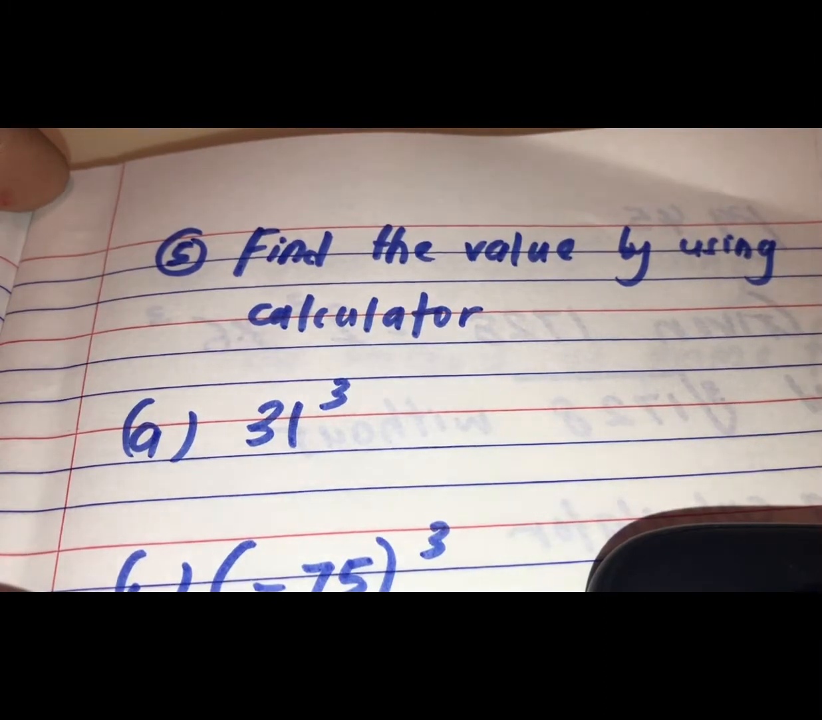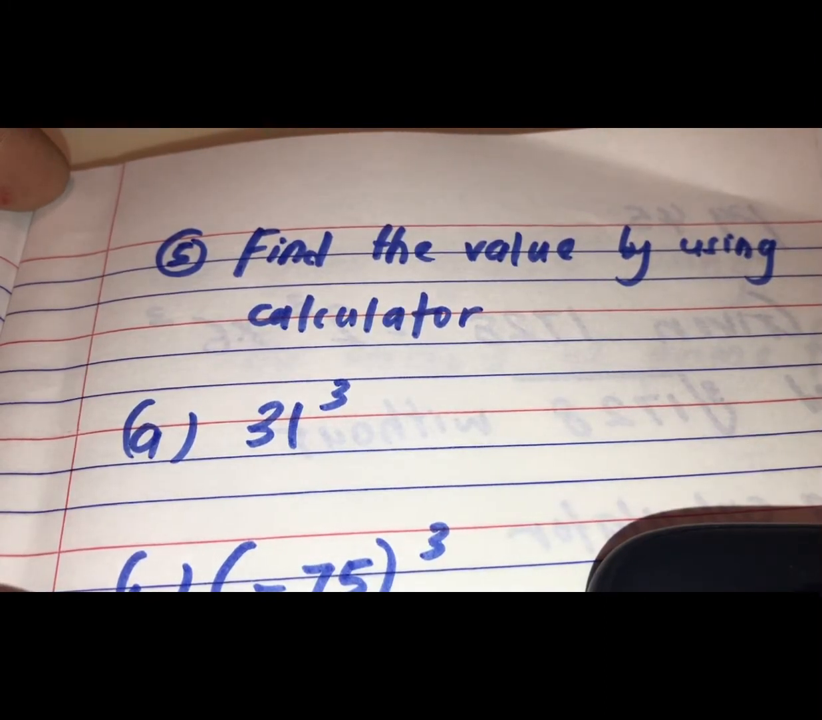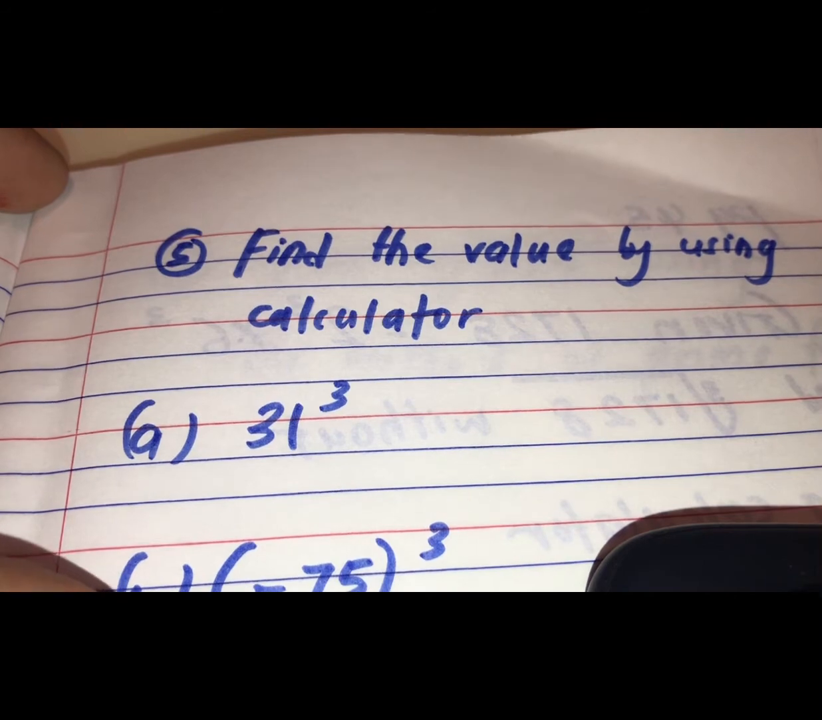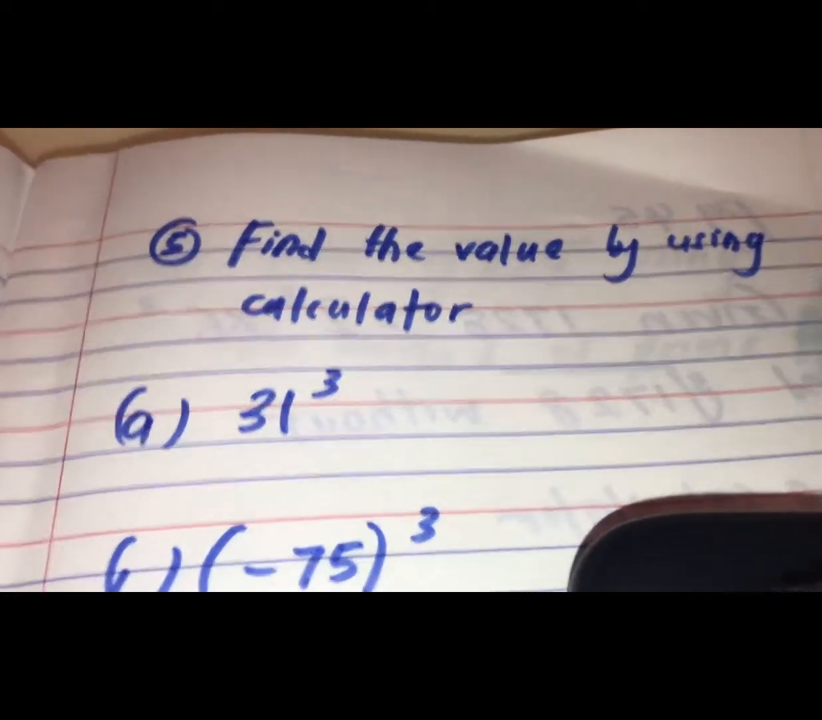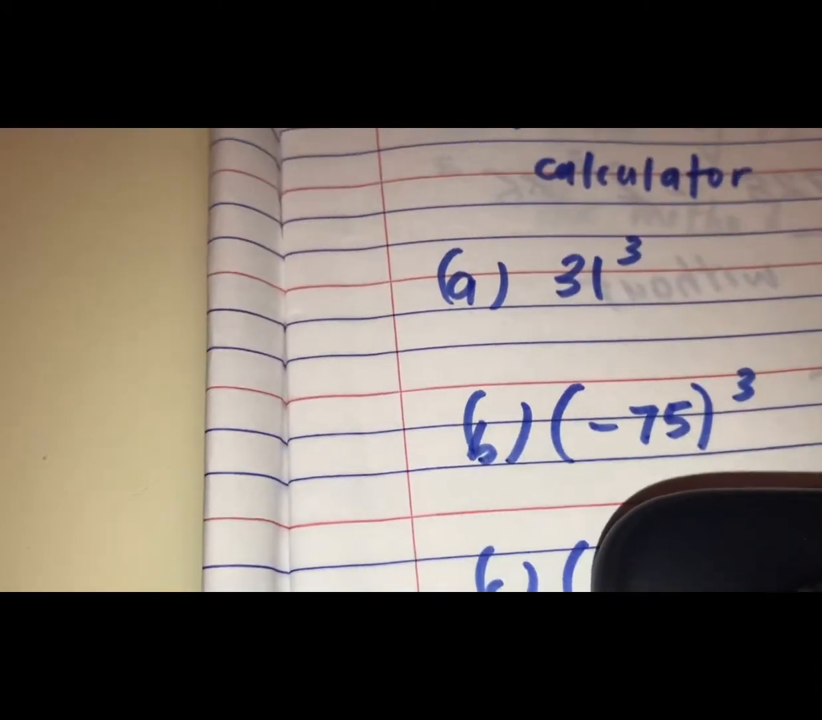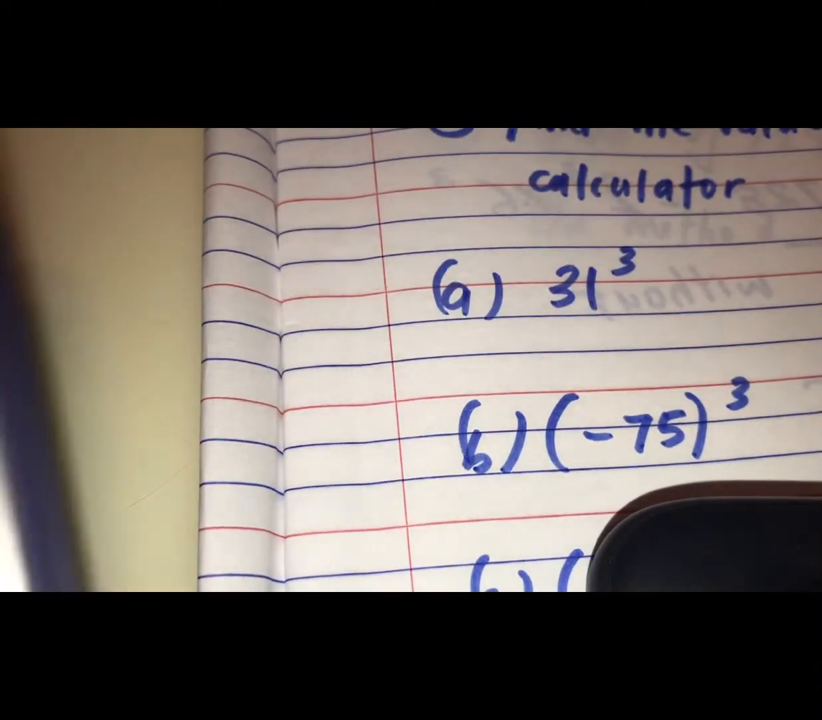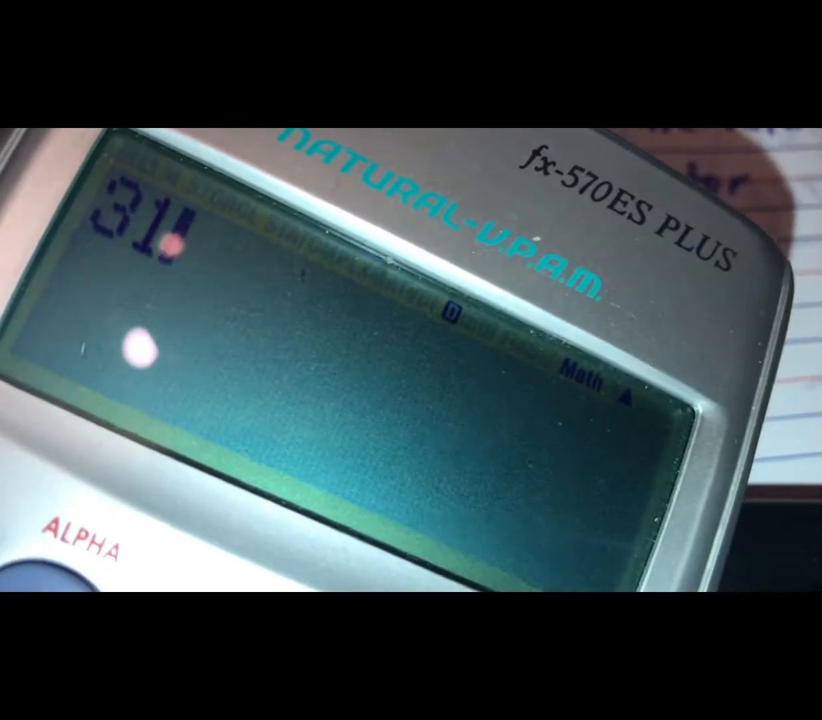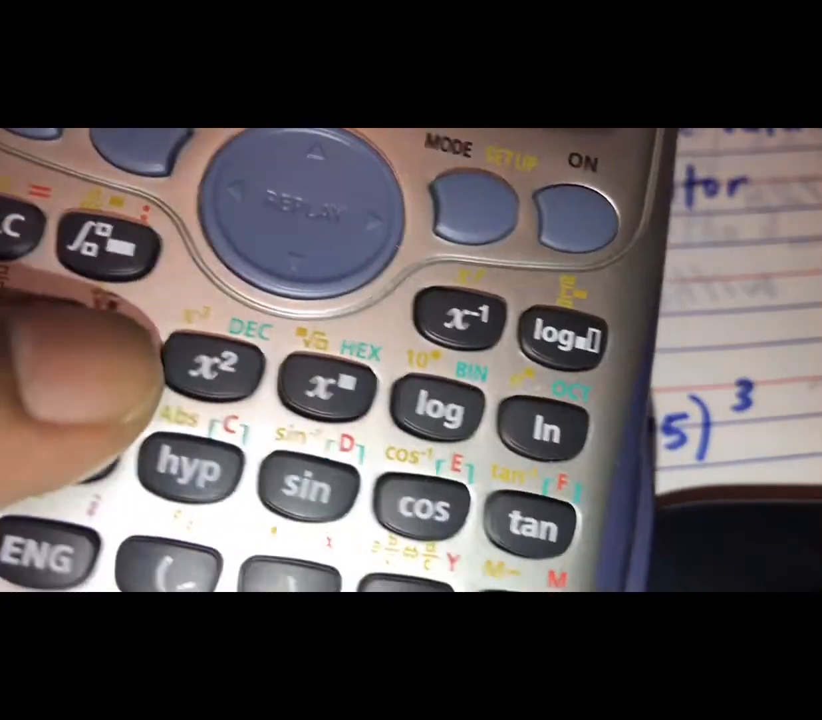Okay, next question. Find the cube value of the following by using a calculator. Okay, now by using a calculator, so you can use the calculator. Just press your calculator to solve. Okay, start with 31. Press 31, like this. And then find cube. Okay, this one, cube here.